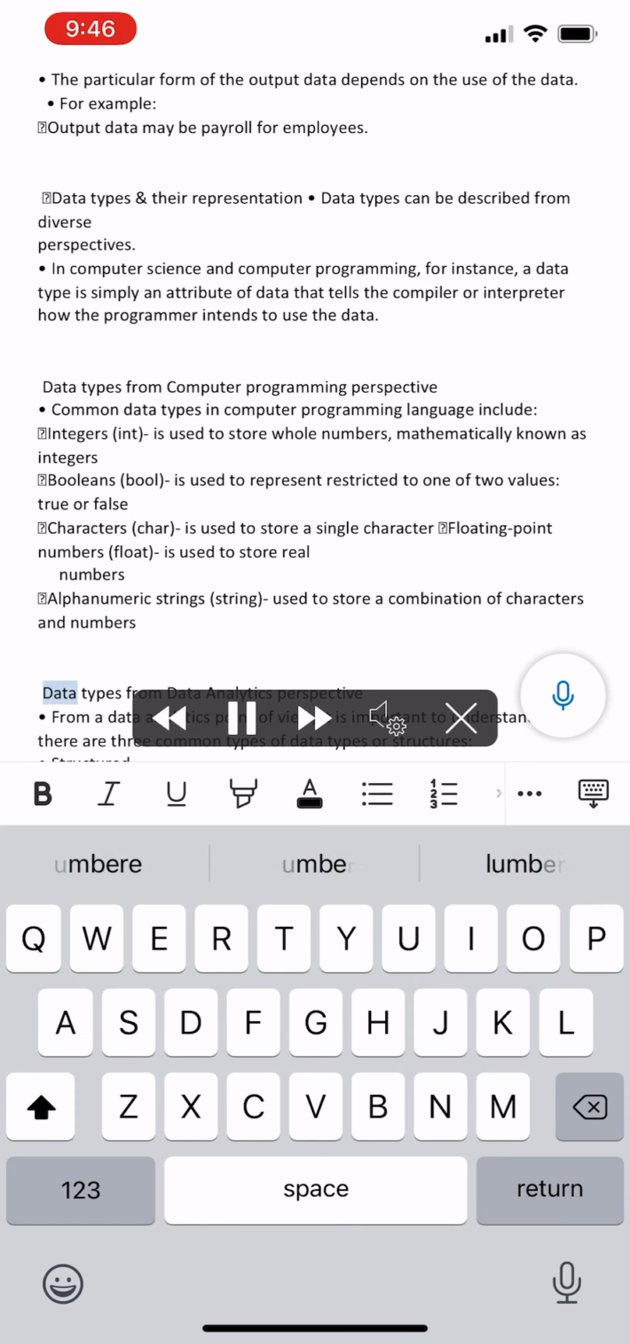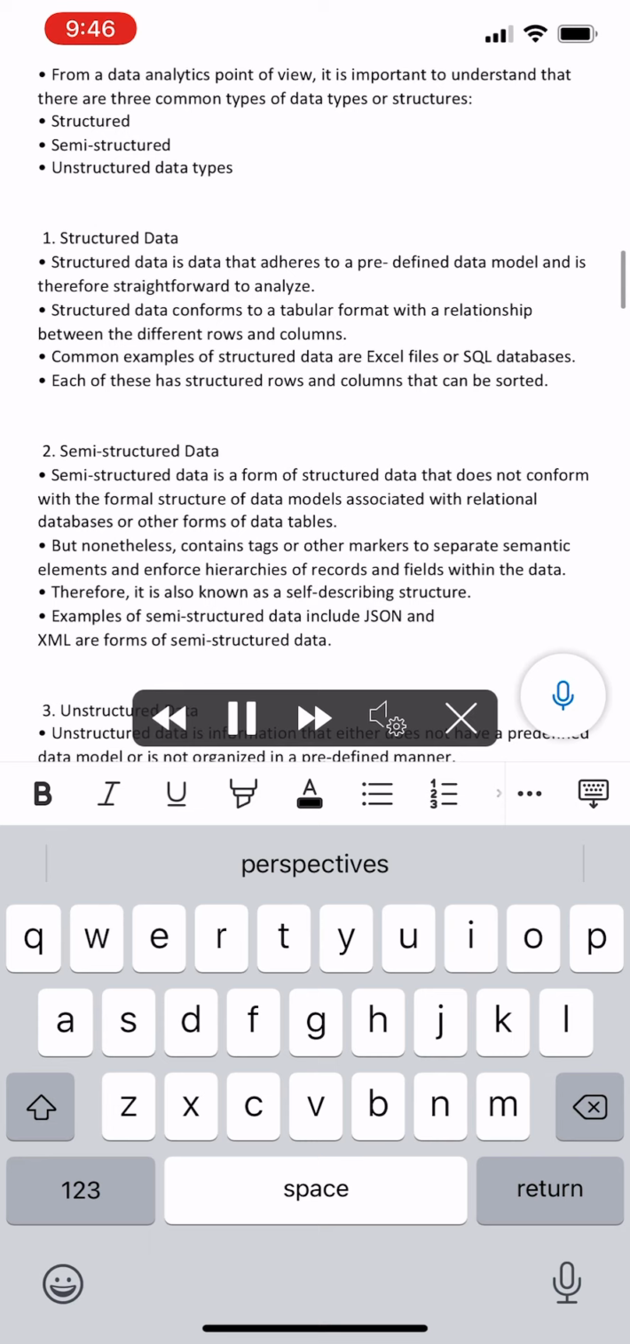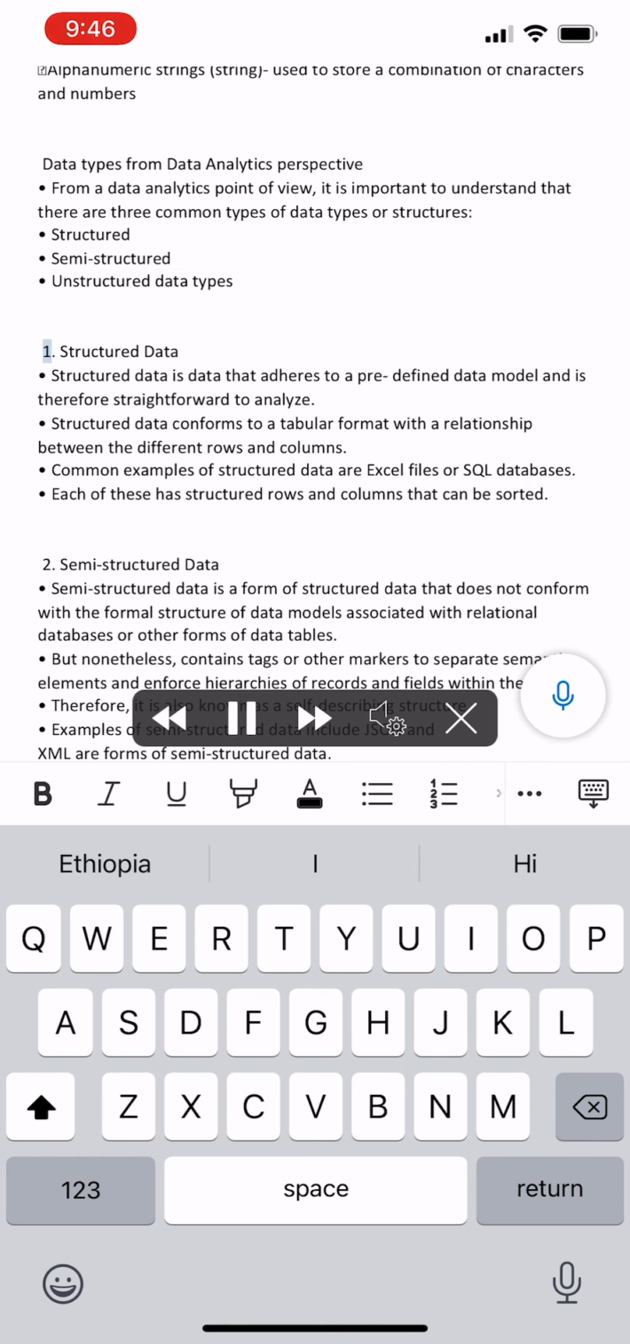Data types from data analytics perspective. From a data analytics point of view, it is important to understand that there are three common types of data types or structures: structured, semi-structured, and unstructured data types. 1. Structured data.